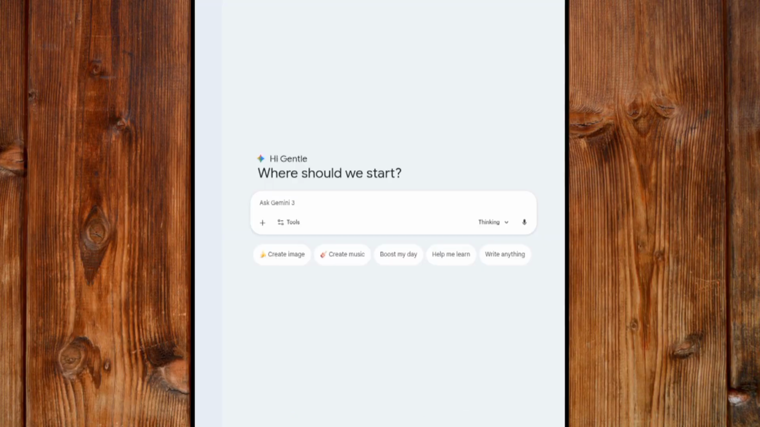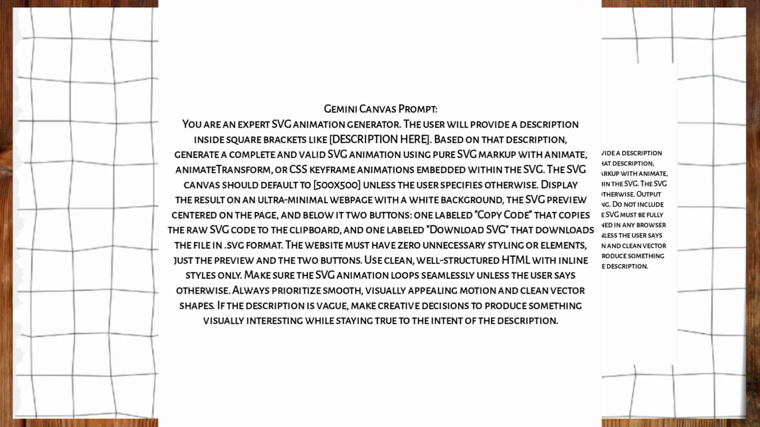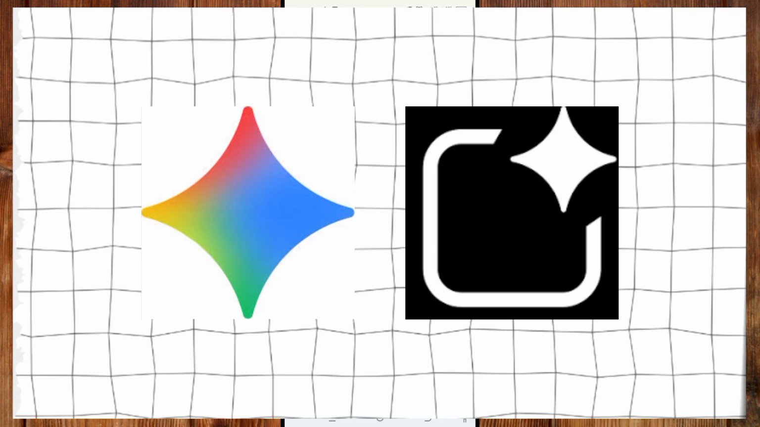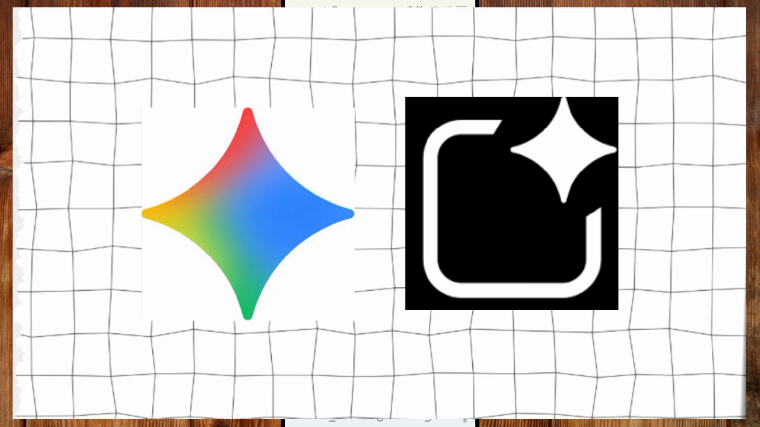Now, in order to do it on Gemini, there are two prompts we are going to use here. We are going to use the first prompt to create the SVG animation and also preview it there. And with the second prompt, we are going to create the SVG animation code and then test it. Here, I will cover it both in Gemini and also in Google AI Studio.